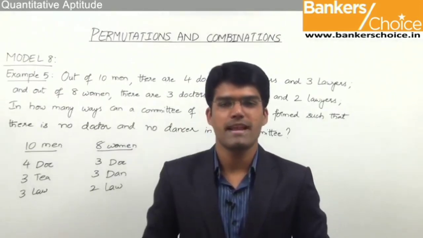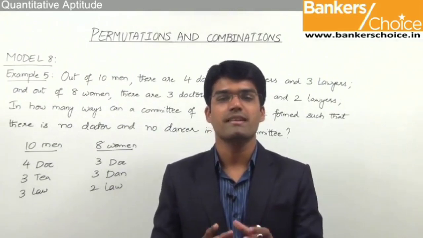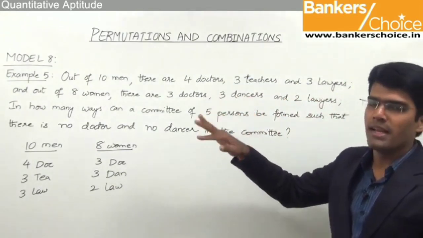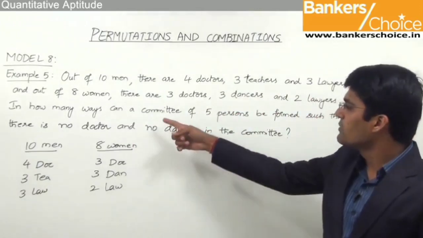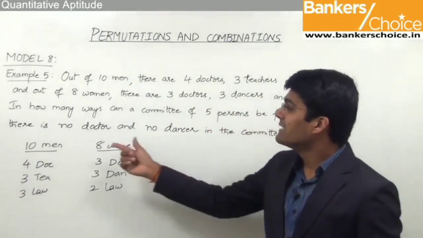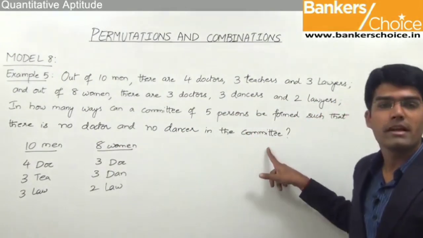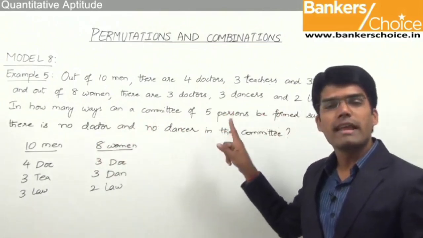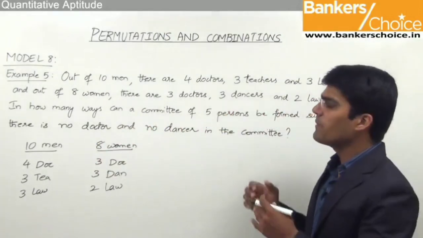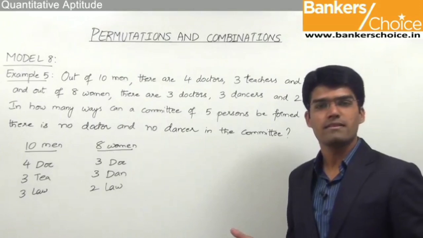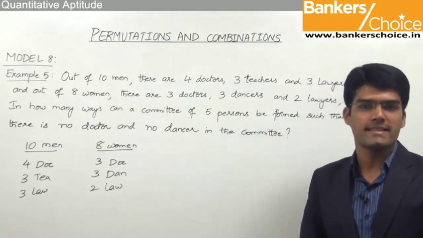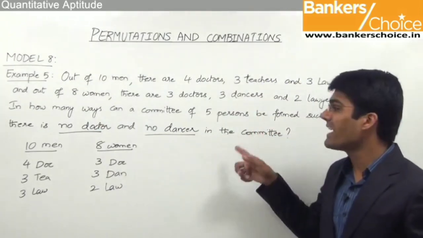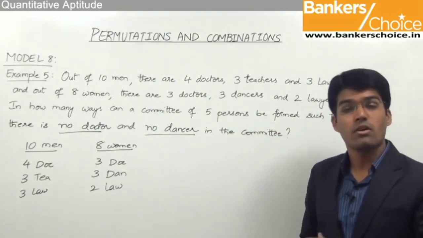Let us now take the fifth example from model 8, where again we are going to discuss a new condition with respect to combinations. Now for the same data, that is out of 10 men and 8 women where different professions are given, we need to form a committee of 5 persons such that there is no doctor and no dancer in the committee. So the committee should have 5 persons, but there should not be any doctor or any dancer in the committee. So this is again a very simple and straightforward question, and to solve this, while doing the number of selections, we simply have to skip all the doctors and the dancers. Why? Because doctors and dancers should not be selected in the committee.